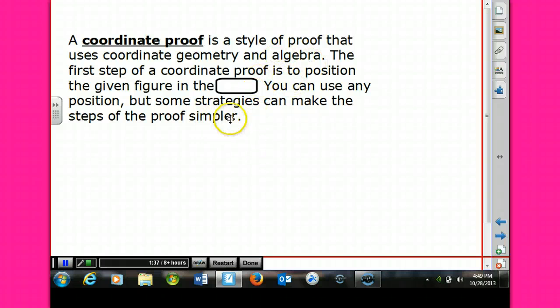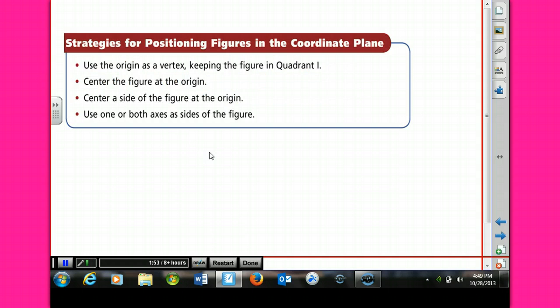The first step in a coordinate proof is to position the given figure in the coordinate plane. You can use any position, but there are some strategies that can make the steps of this proof simpler. And here are a few. One thing we can do is use the origin as a vertex. When you place your figure on the plane, use the origin. And where is the origin? That's right, 0, 0.